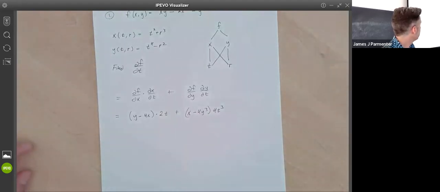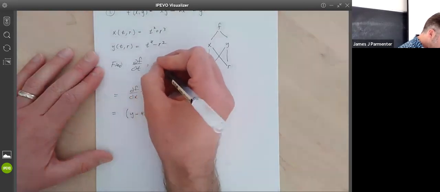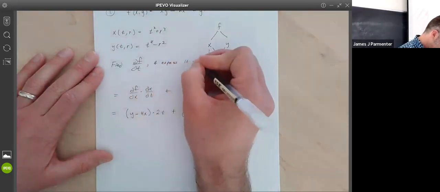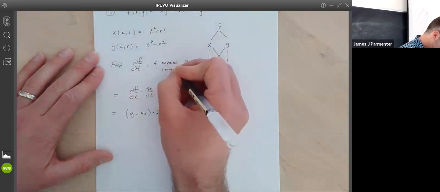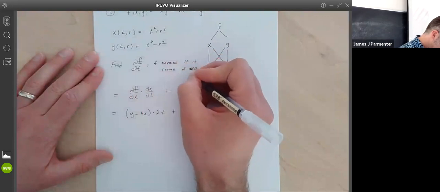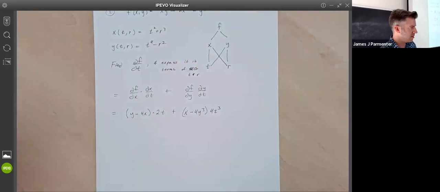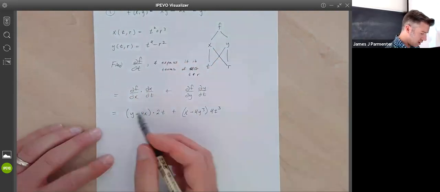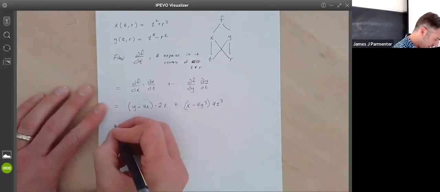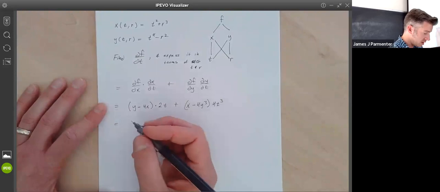Now, one thing someone might ask you to do is to find del f del t and express it in terms of t and r. There was definitely someone who had a homework problem like this. So at this stage, we wouldn't quite be done. It's kind of gross, but then we would have to plug in what y and x were equal to in terms of t and r.